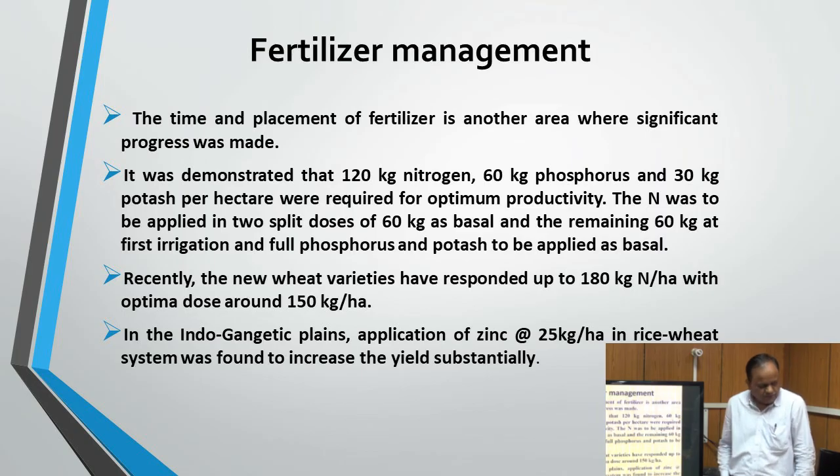Generally the deficiency of zinc has been found in that type of soils, where the rice-wheat system is very popular. So in that condition, if there is a zinc deficiency, then zinc sulfate at the rate of 25 kg per hectare should be used during sowing of the crops.